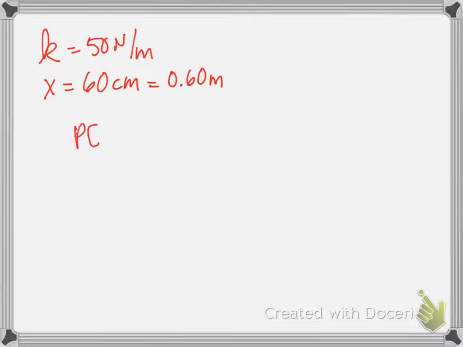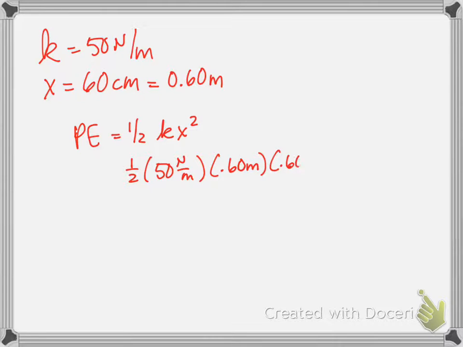So then our potential energy is equal to 1/2 kx squared. So let's put our numbers in here. 50 newtons per meter. And then we have 0.60 meters, but we have to square that, so we'll put it in there twice. Now, a couple of clicks in your calculator give you 9 for your answer.